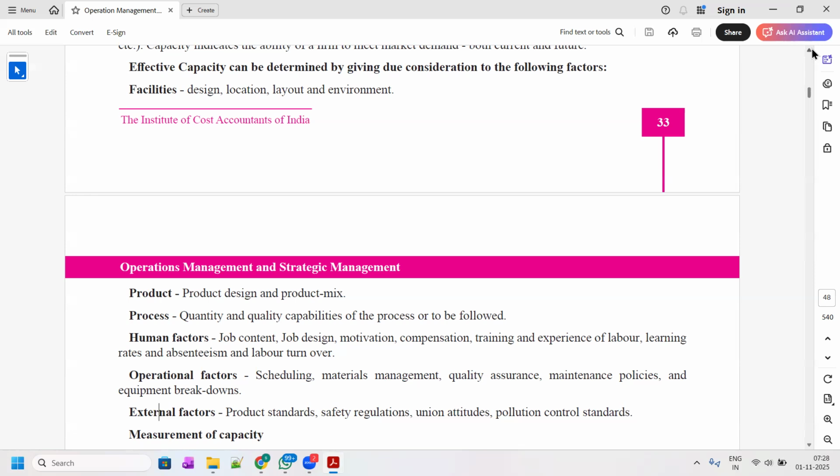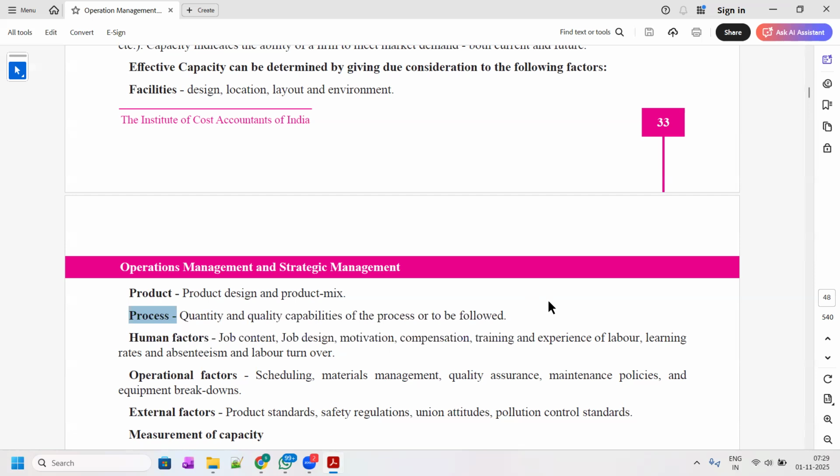Then we talk about the process. In order to convert the raw material into finished good, you need to talk about the process: what mechanism or what process you are going to follow. It depends on how much quantity and quality the production process can handle.